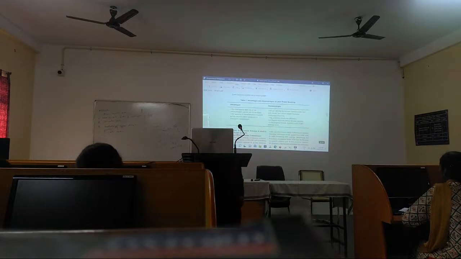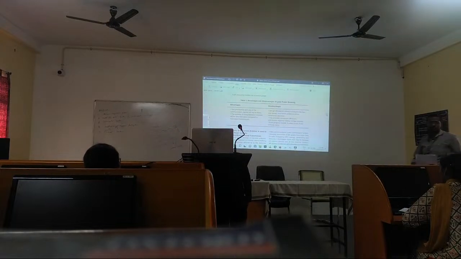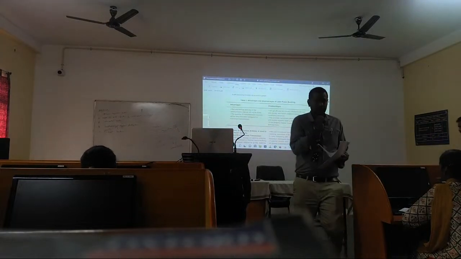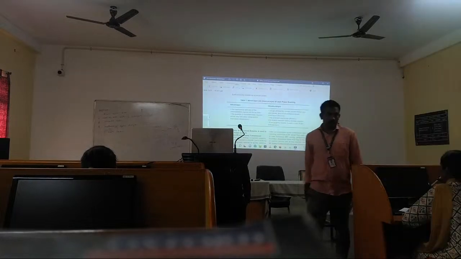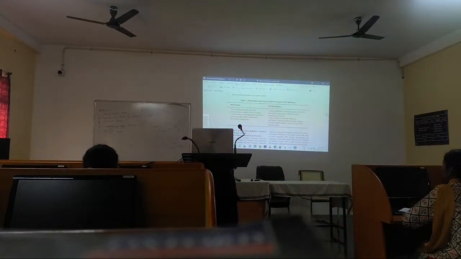Now, pros and cons of laser power beaming. What are the advantages? The main advantage is that interference with any of the communication signals will not be there if you use a laser beam. It is a direct link. The quantity of instrumentation required will be very, very less when compared to microwave transmission.